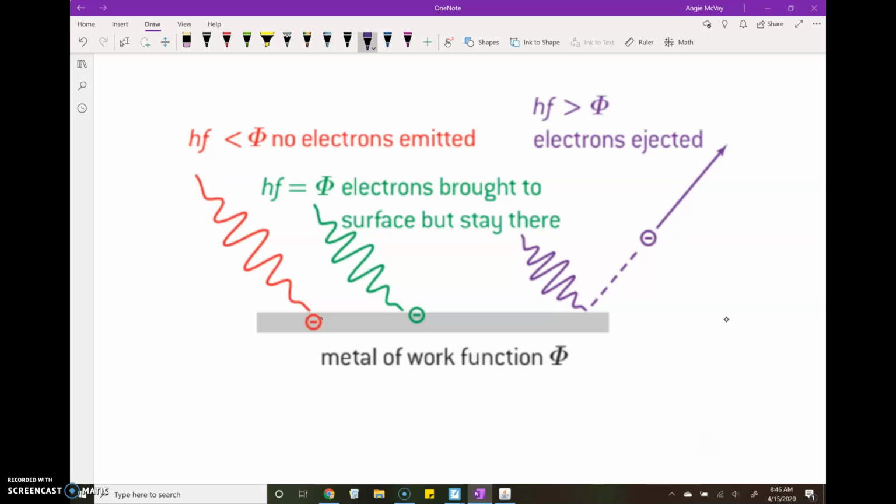If the energy of the photon is exactly equal to the work function, the electron is able to come out of the material up to the surface, but it will just stay there. And then finally, if the photon energy is larger than the work function, the electron comes out of the surface of the metal, and it's got enough extra energy to come off the surface with some kinetic energy.